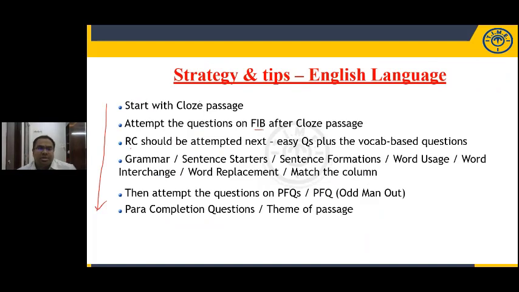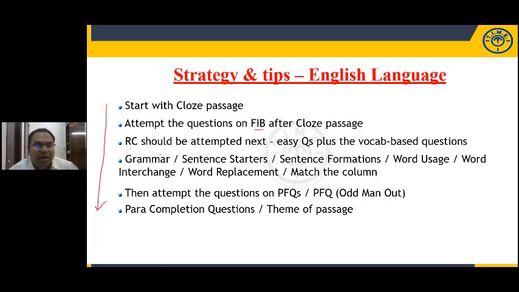So this is the order which you should follow. RC, most of them are not attempting. I'm saying RC is the easier area. RC is a scoring area, if you ask me. Question is given there, answer is also present there. Only thing is that you have to identify the answer, you have to mark it.